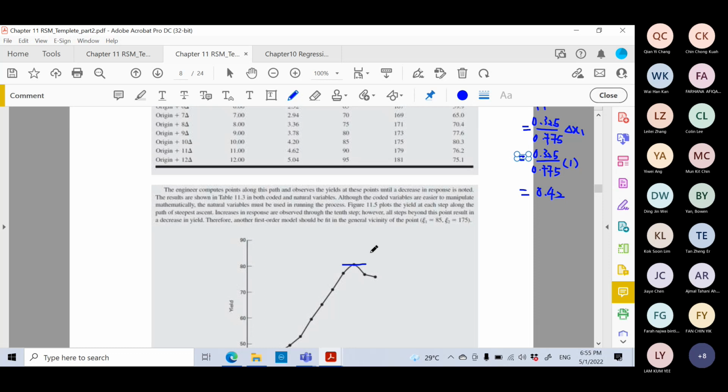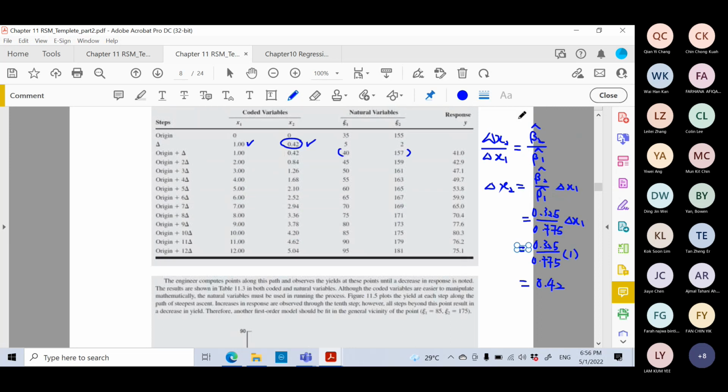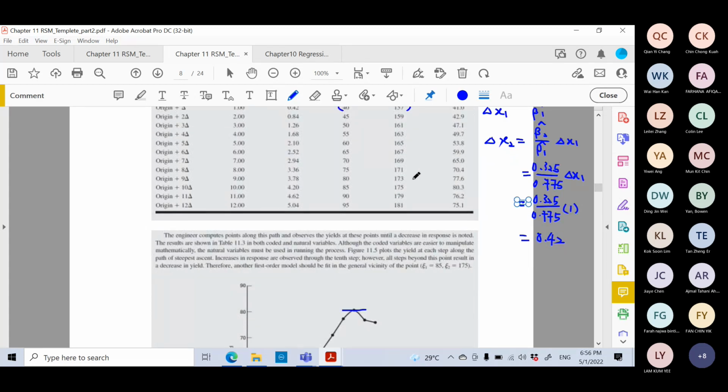This is called the method of steepest ascent. This is how to do it, as given here. So from the following experiment, you know that if you want to locate the maximum point, this is the combination you have.